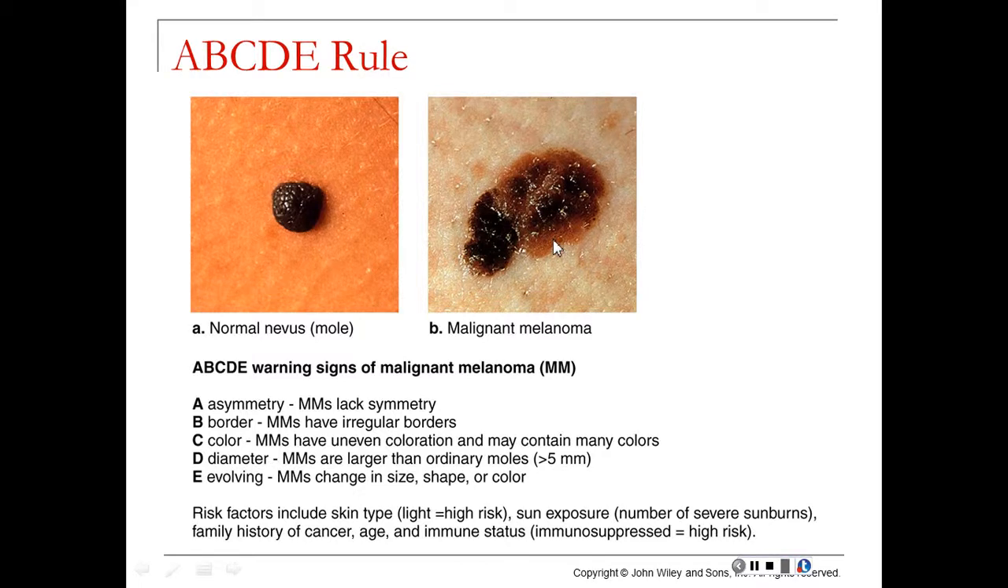So light skin gives you a higher risk of malignant melanoma. So does the amount of sun exposure, specifically the number of severe sunburns you had before the age of 18. That's a significant indicator for this, as well as a family history of cancer, your age, and your immune status. If you have an autoimmune disorder such as rheumatoid arthritis or lupus, or a family history of autoimmune disease, this is going to suppress your immune system, which is going to possibly allow for these cancers to grow more commonly. And that ends Chapter 4.